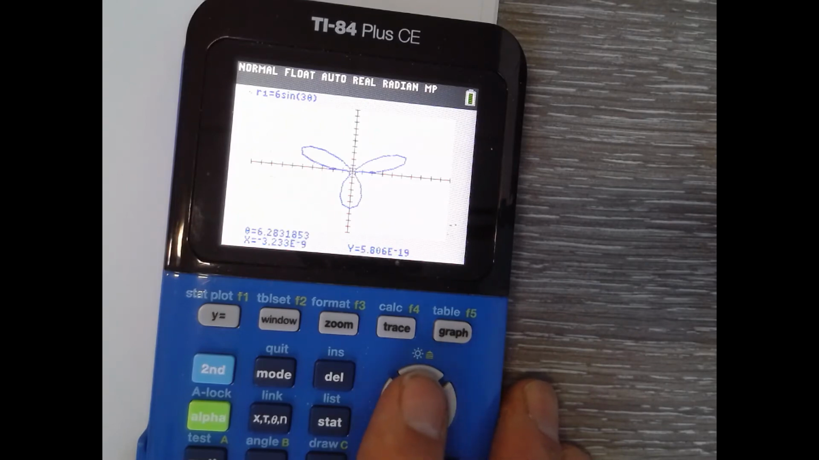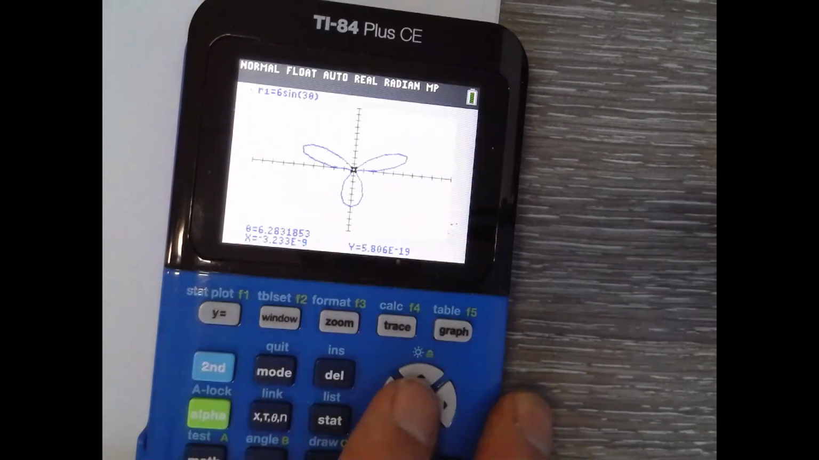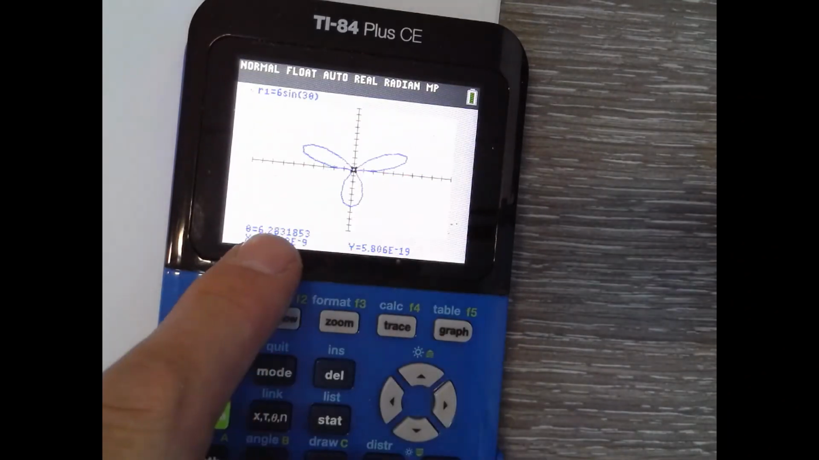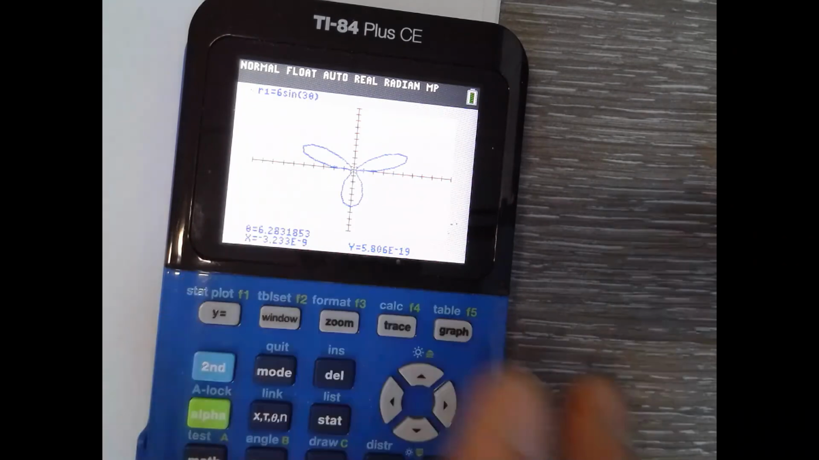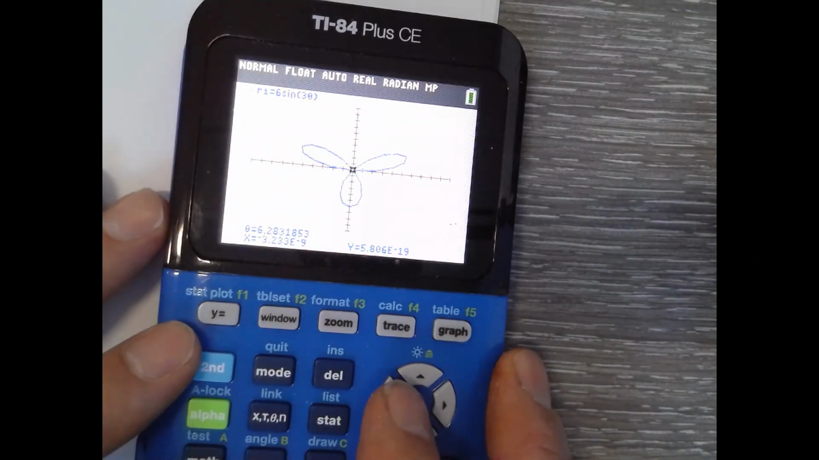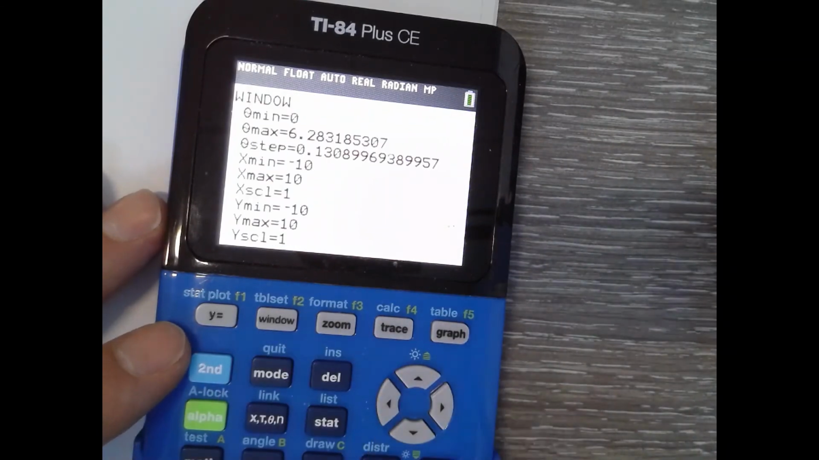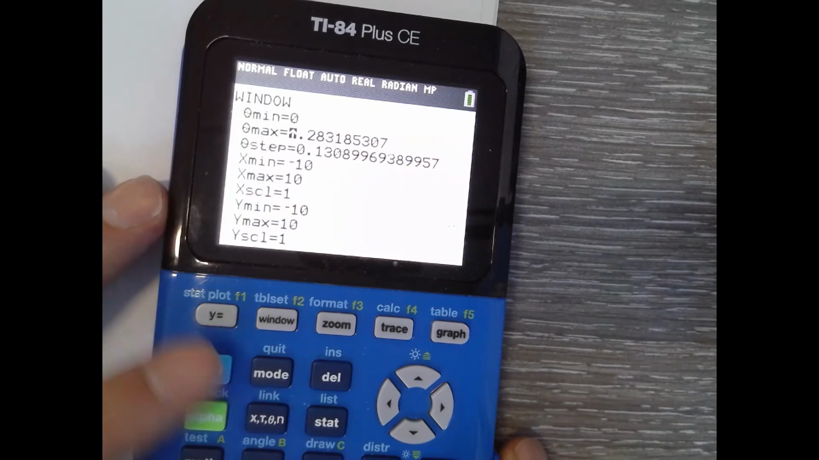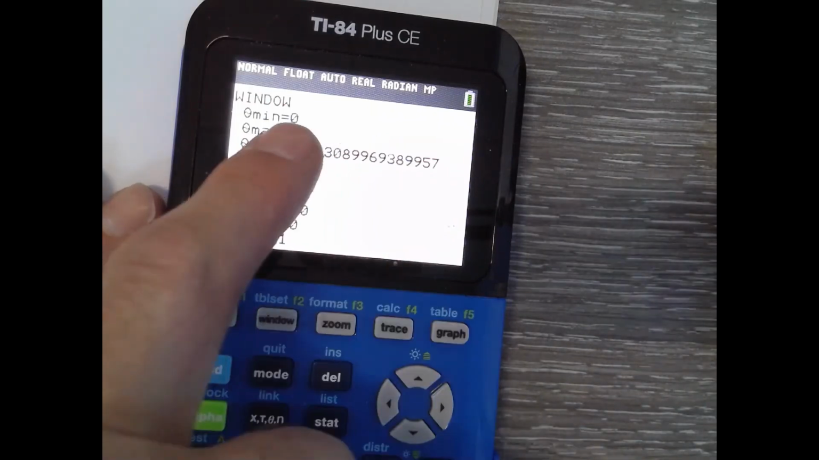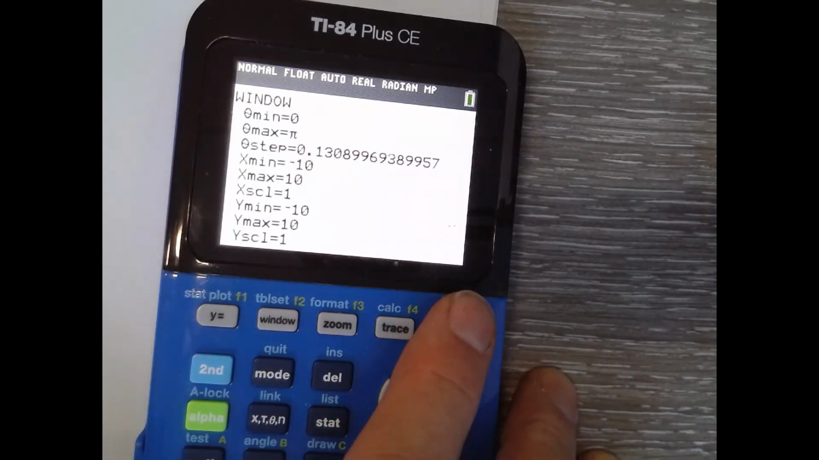Okay, so how far did we go? Well, it looks like I went around twice. So I think it says theta equals 2 pi, but I only needed to go around once. So here's what I'm going to do. I'm going to go to window, and I'm going to go to just pi this time. I'm starting at 0, and I'm going to pi, and let's see if that is enough to draw the entire propeller.